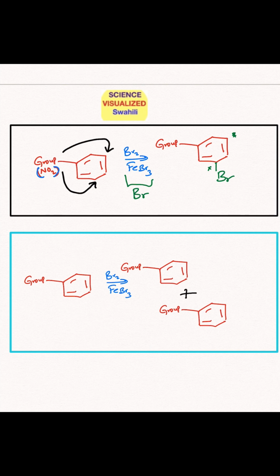If you have another situation where you have a group, but this group now is a ring activator, like say NH2, then that's going to be an ortho-para director, and those are two ortho positions, meaning that Br2 with FeBr3 will add Br to the ortho and para positions. So you end up with one product, Br added to the ortho position, and another product, Br added to the para position.